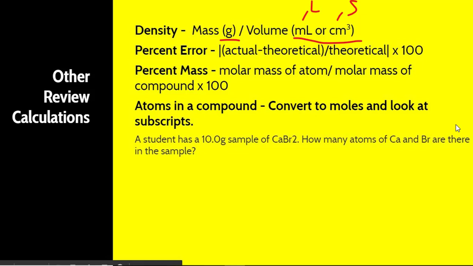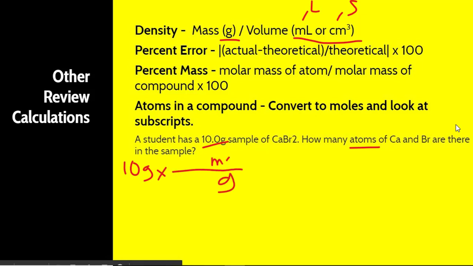Okay. So, for example, here we have a student that has a 10-gram sample of calcium bromide. How many atoms of calcium and bromide are there in the sample? Well, we have a problem that starts with grams, and it's asking us for atoms. So the first step is always going to be convert that to moles. So let's start doing that. So we have 10 grams of CaBr2.